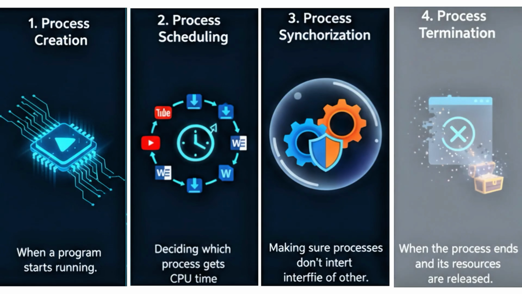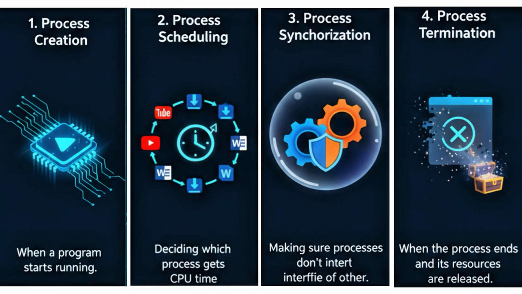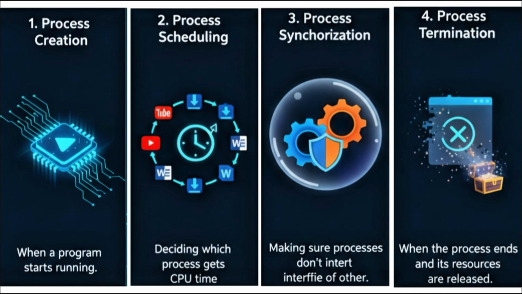The last is process termination. This occurs when a process finishes its task or is stopped. The OS then frees up all the resources, like memory, that were used by the process. For example, when you close the game, the OS ends its process and releases its memory for other tasks.